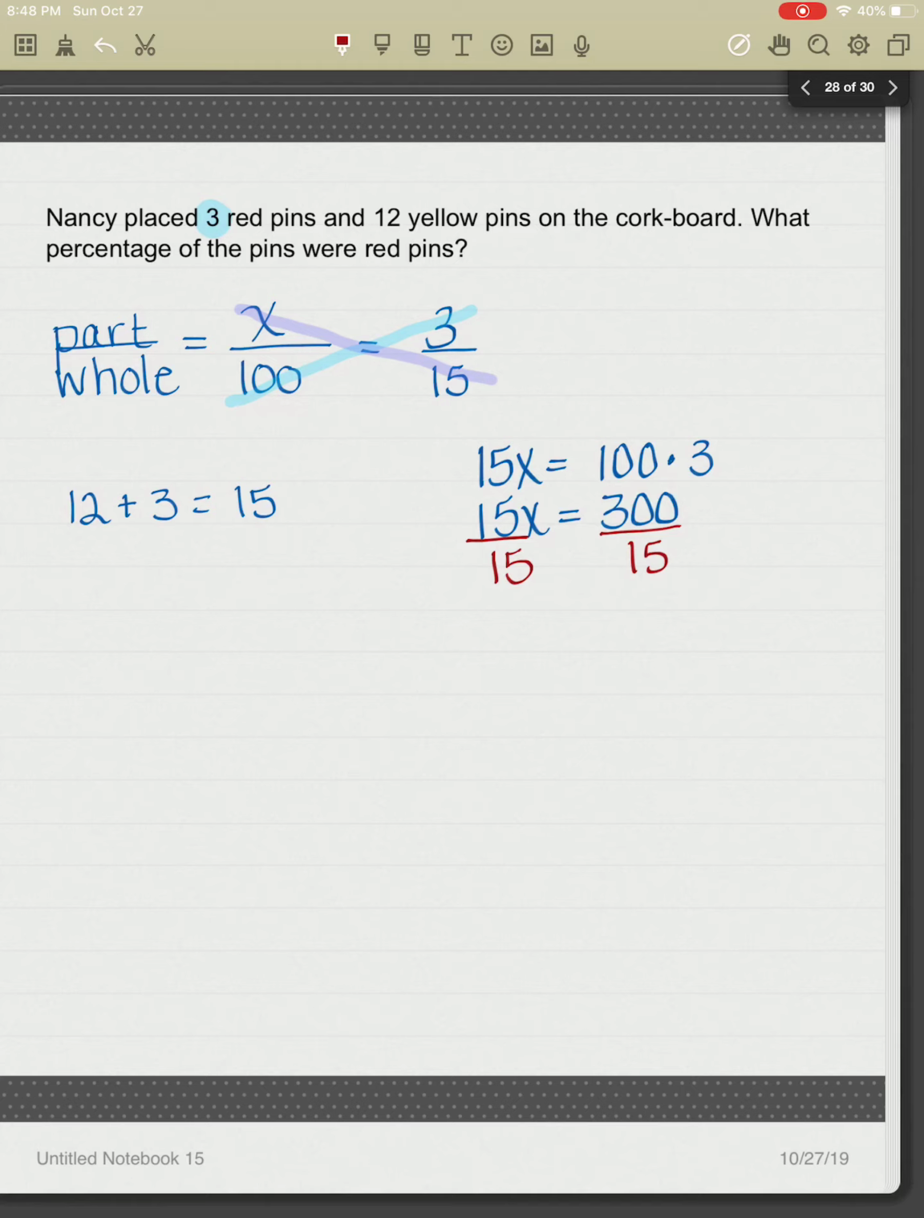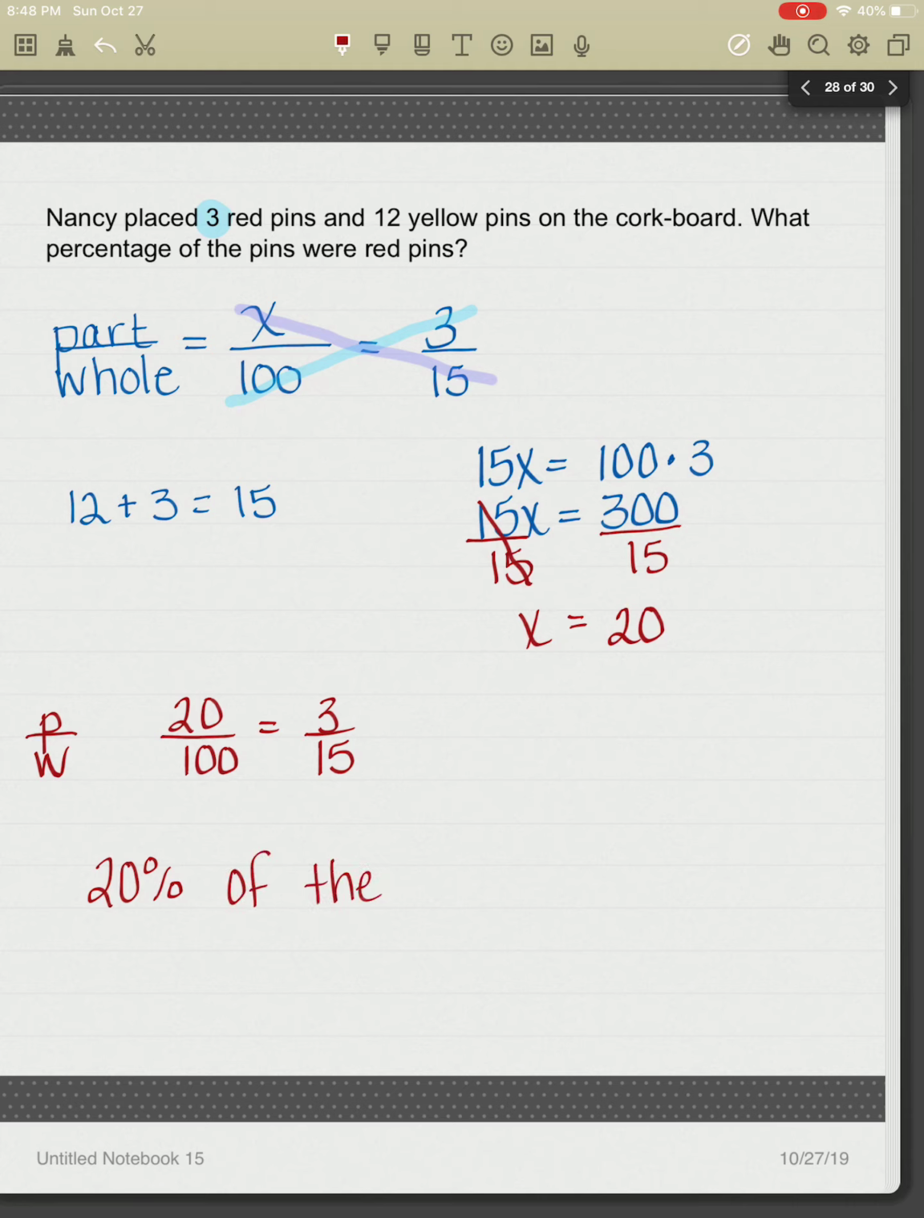So on this side, 15 divided by 15, it simplifies to 1, so we have 1x on this side. And 300 divided by 15, when we calculate that, we get 20. So our final ratio would look like this. It would be 20 over 100 is equal to 3 over 15. So this was the part and this was the whole. And that 20 is the percent that we were looking for. So your answer would be 20% of the pens were red.